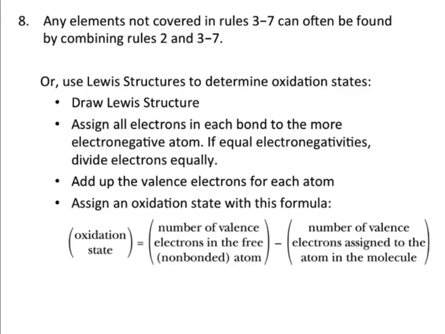The next step beyond this, if you have, say, 2 things that are not on the previous list, and you have to figure out what each of these elements are, you draw the Lewis structure. And then you assign all the electrons in the bond to the more electronegative atom. So this is different than formal charge. And then you can assign the oxidation state with this formula.